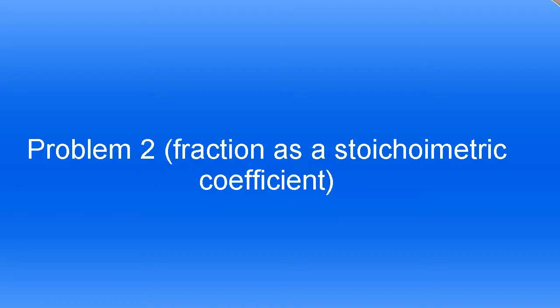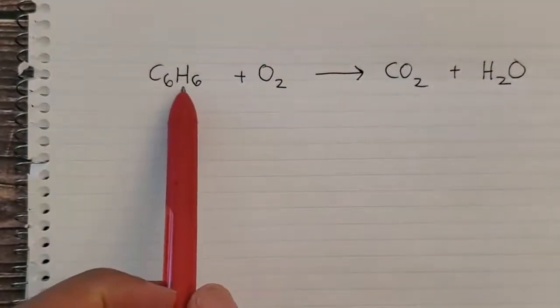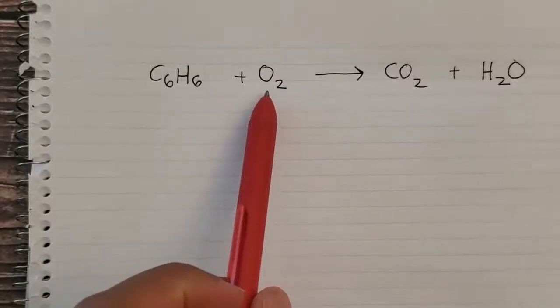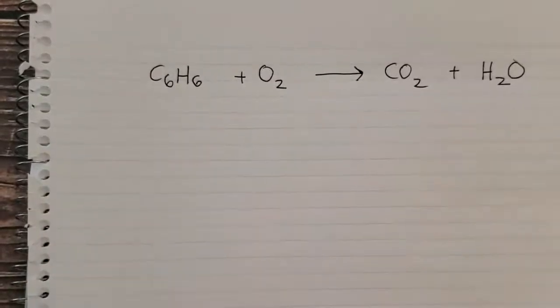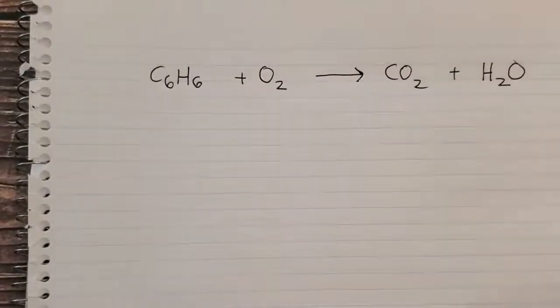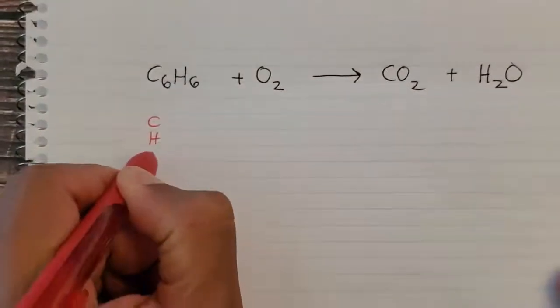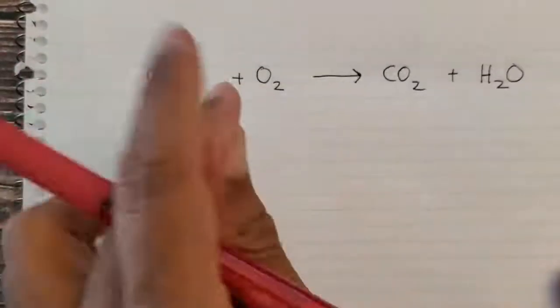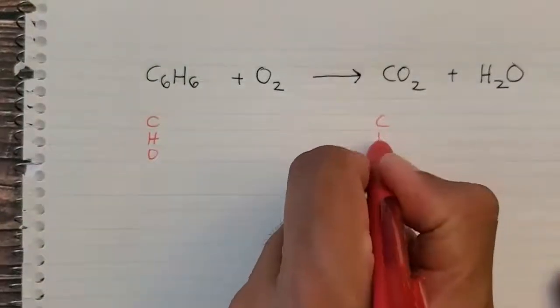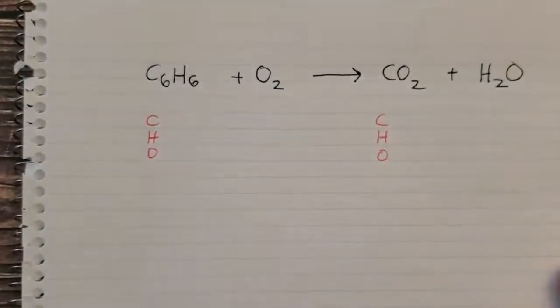This one's a little bit more complicated. It's the combustion reaction of C6H6, that's known as benzene, plus oxygen goes to CO2 and water. Most combustion reactions yield as products CO2 and water. So remember, reactants go to products. Let's take an inventory here. We have C, H, and O on our reactant side. Reactants go to products. And in our product side, we also have C, H, and O.